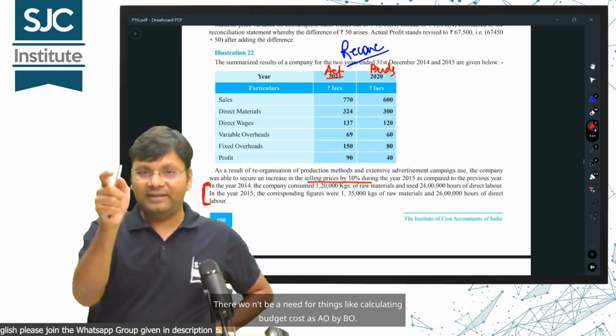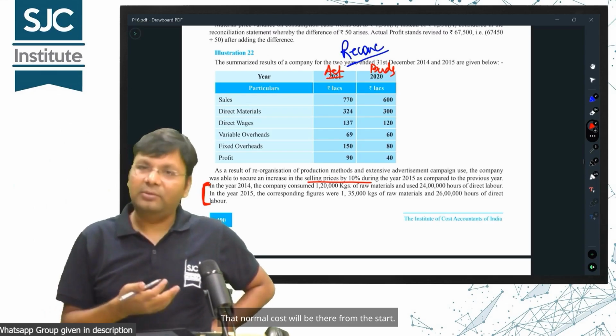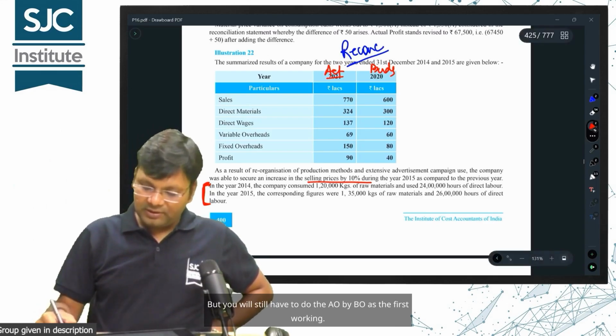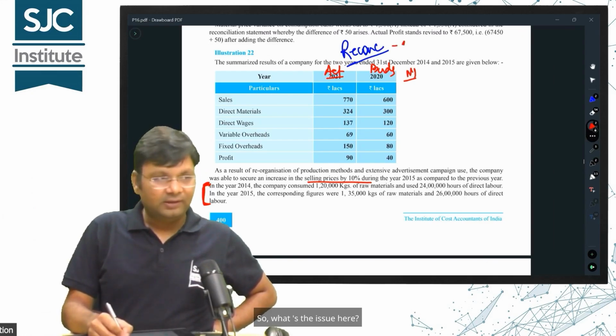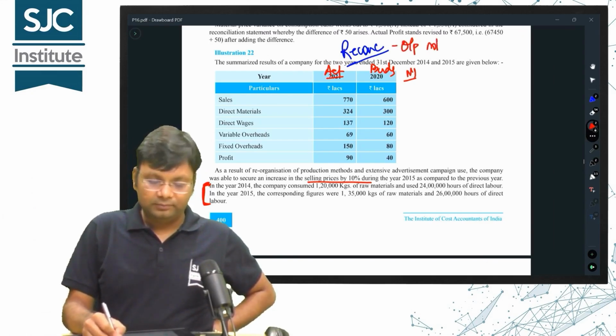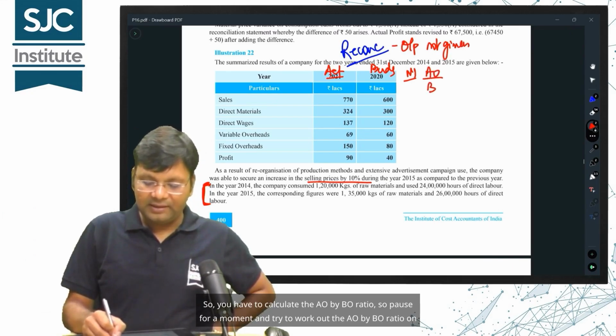There won't be a need for things like calculating budget cost as hour by bow. That normal cost will be there from the start. But you will still have to do the hour by bow as the first working. So, what's the issue here? Output is not given. What will you say if the output is not given? So, you have to calculate the hour by bow ratio.